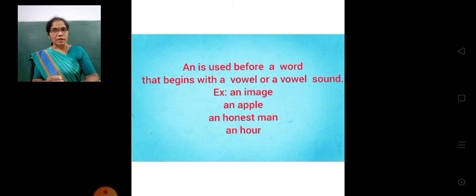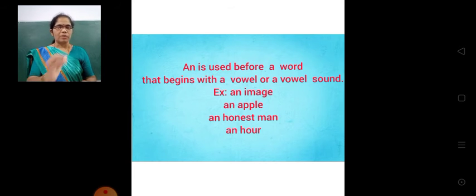And see the next example, also the same, an hour. Here also H is silent, and we have used the article an before the word hour, an hour. Again see the examples: an image, an apple, an honest man, an hour. Again see the rule: we have to use an before a word that begins with a vowel or a vowel sound.